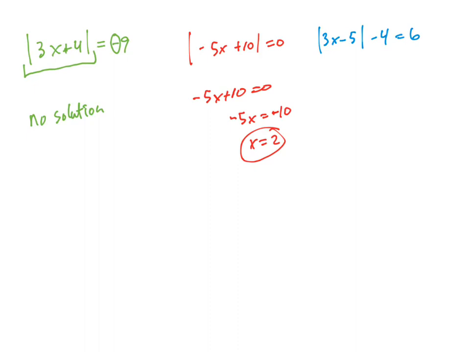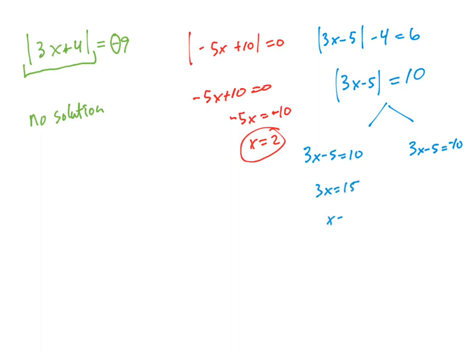Okay, so before I branch this one off into two separate strands, I want to isolate the absolute value expression first. So 3x minus 5 in the absolute value symbol is equal to 10. And then we're going to branch this into two equations, one where it's equal to negative 10 and one where it's positive 10. So we get 3x is equal to 15, x is equal to 5, and then 3x is equal to negative 5, x is equal to negative 5/3. So those are our two solutions.